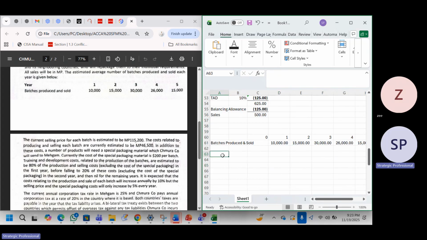So now let's move to the selling price. They've told us about the selling price, 115, right? We can put it here. Selling price is 115. That's the current. You can see current, that's now. We don't know whether it's going to be like that in the future, but let's just have it as current here.